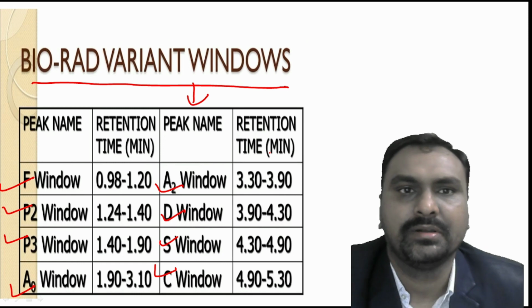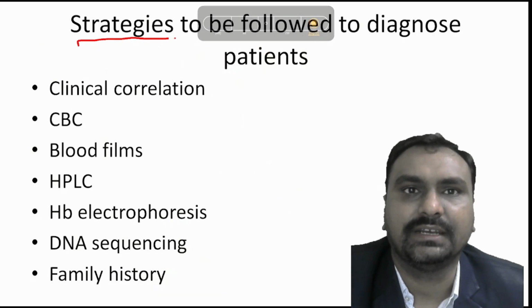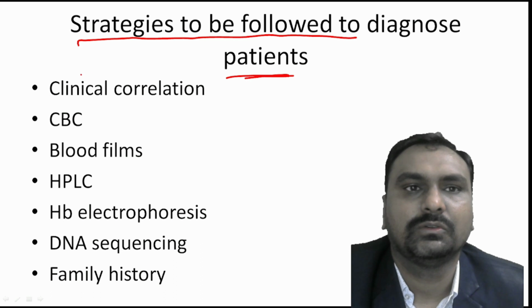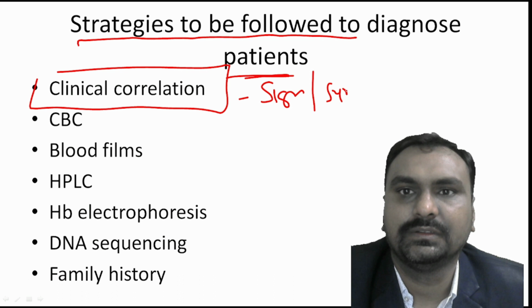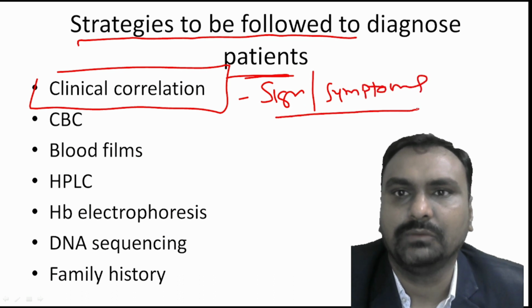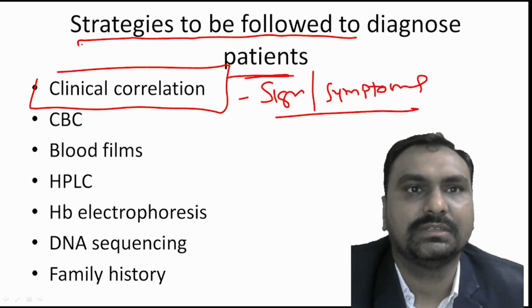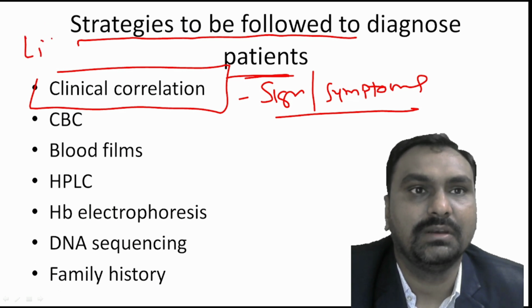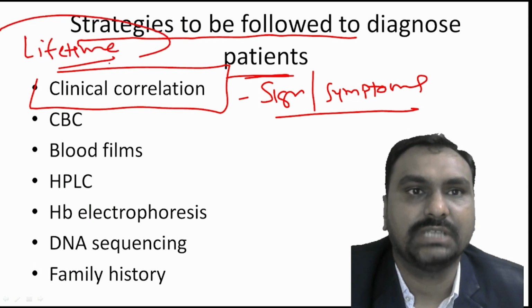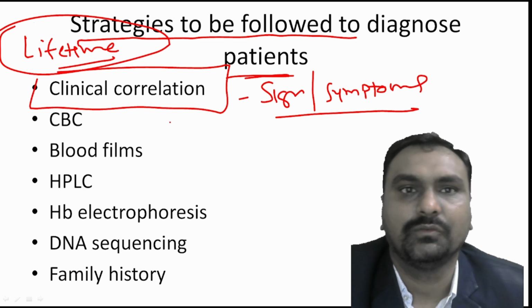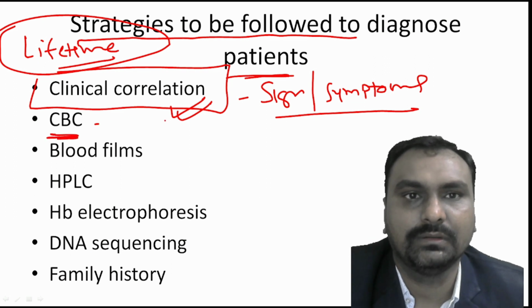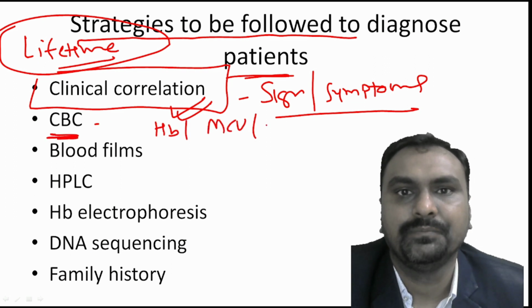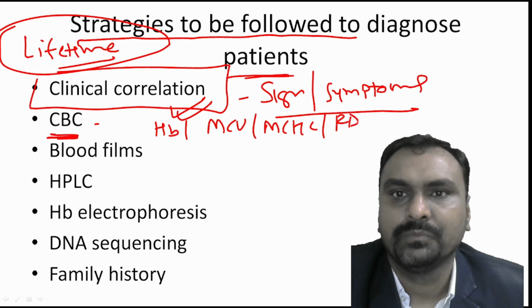The retention time is different for each. Okay. Now, which strategy is to be followed to diagnose the patient? The clinical correlation, the patient's clinical conditions, signs and symptoms, everything is important to give the final diagnosis. Because this is a genetic disorder, the diagnosis will be lifelong, so we have to check everything before giving the final diagnosis. We have to correlate with the signs and symptoms of the patient. We have to see the CBC reports: Hb, MCV, MCH, RDW, RBC count, everything we have to take into account.